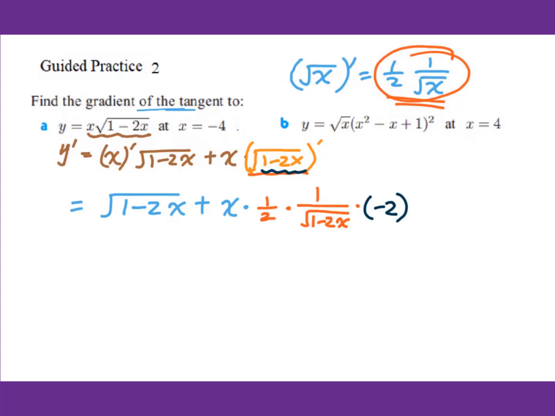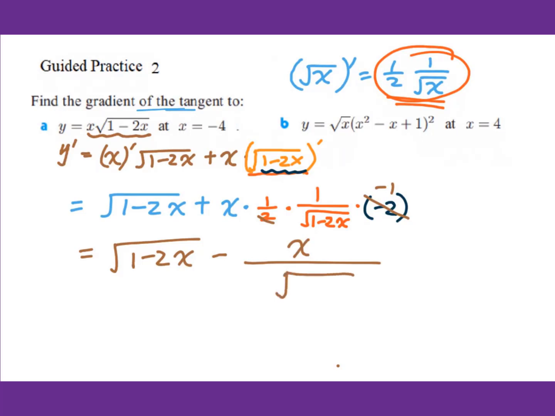So we organize now. You will get square root 1 minus 2x plus, reduce, you will get negative 1. So basically, this part is a minus. On top, you have x over square root 1 minus 2x. For this derivative, I need to plug in x equals negative 4.